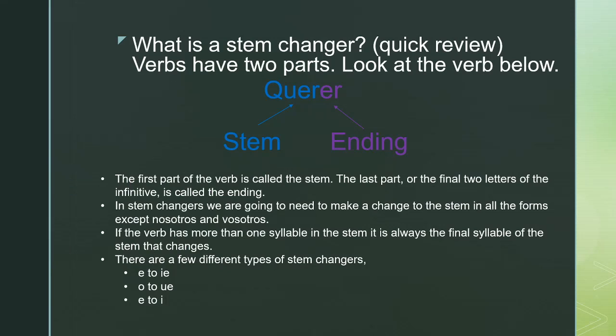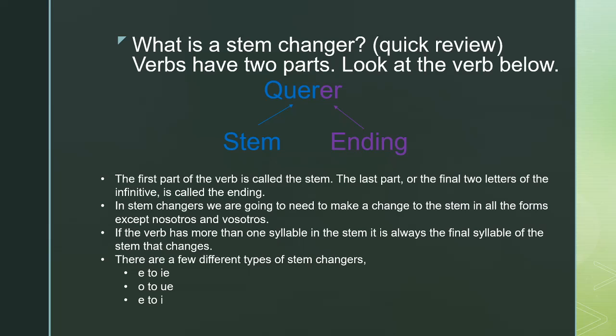So, of course, the first quick part is, what is a stem changer? This is a verb where you take the stem. In this case, we see querer, the Q-U-E-R is the stem, and you're going to make a change to it. It's not the ending. It's not the A-R, the E-R, or the I-R. And so we're going to make a change in all of the forms except in the nosotros or the vosotros form. That's super important to remember. We never stem change in the nosotros or the vosotros form.